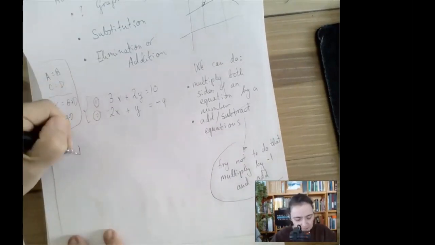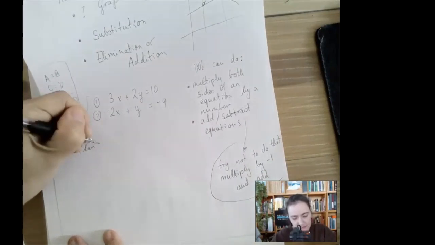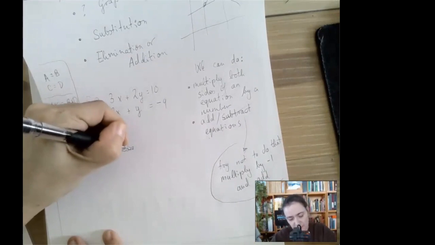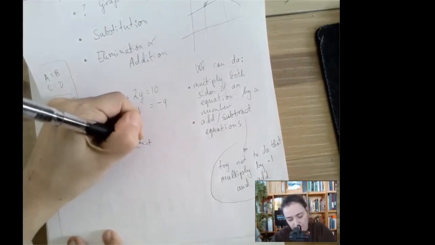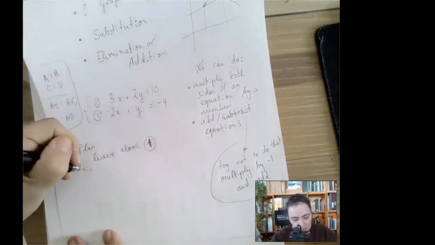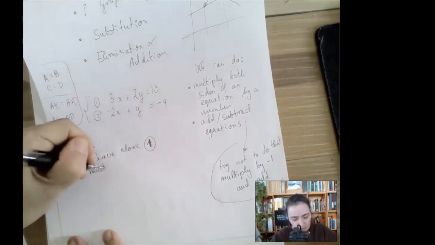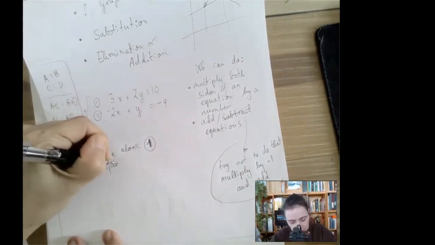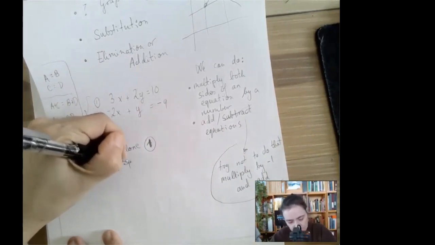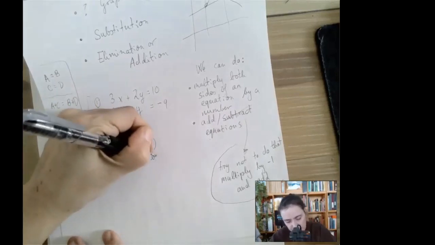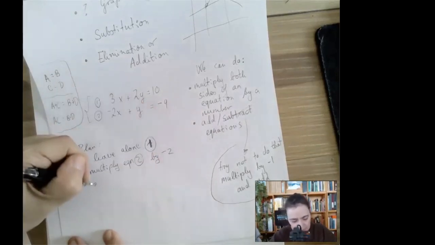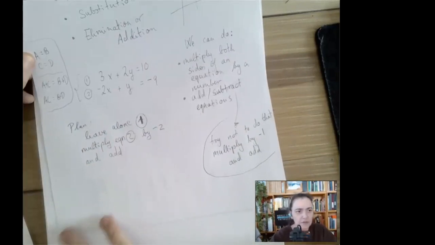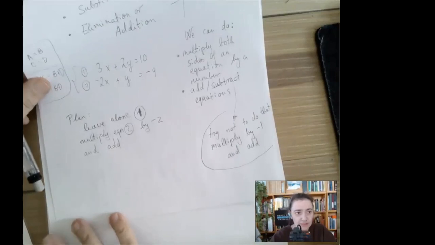Here is the plan. Leave alone equation 1. Multiply equation 2 by -2. And add. Okay. So don't worry about y because you will see y.